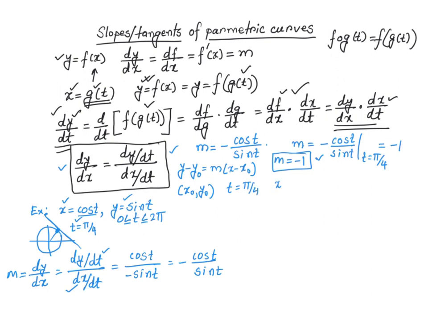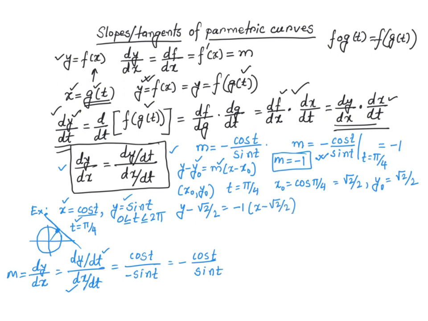So my x naught is going to be cosine of pi over 4, that is going to be nothing but square root of 2 over 2. And similarly, my y naught is going to be sine of pi over 4, which is also square root of 2 over 2. Now I can go ahead and apply these two values, x naught, y naught, which is square root of 2 over 2, comma square root of 2 over 2, into this equation. So that's going to give me y minus square root of 2 over 2 is equal to slope m, which is negative 1, times x minus square root of 2 over 2.